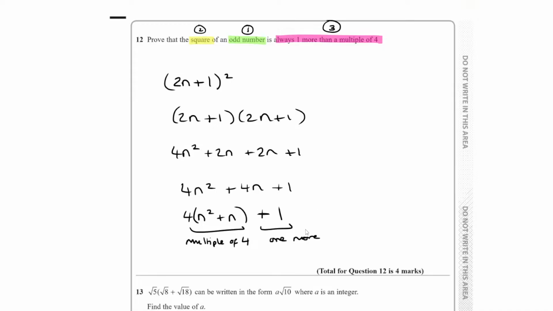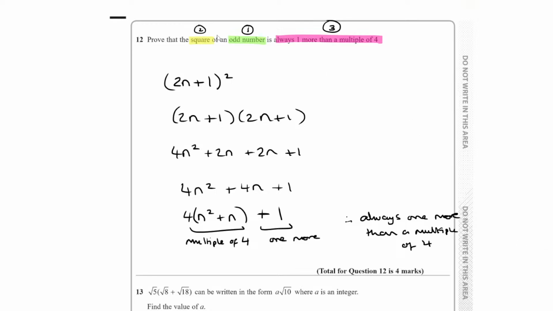That's good. So yeah, that's what I would say. 1 more than a multiple of 4. I think you need some kind of statement at the end. So I'd probably put therefore, and then I'd copy this bit. Just copy the sentence they've said. Always 1 more than a multiple of 4.